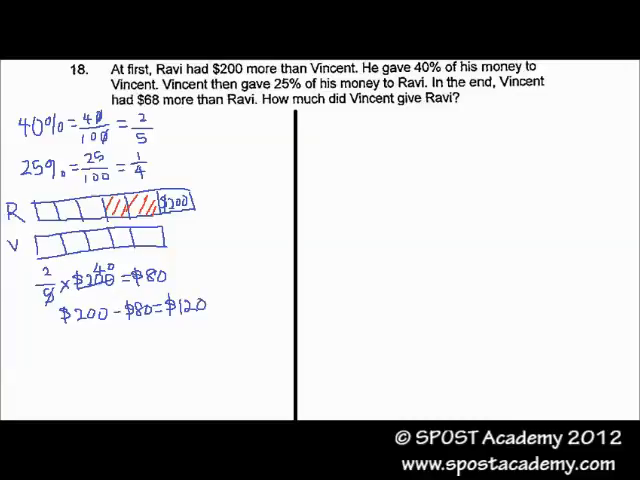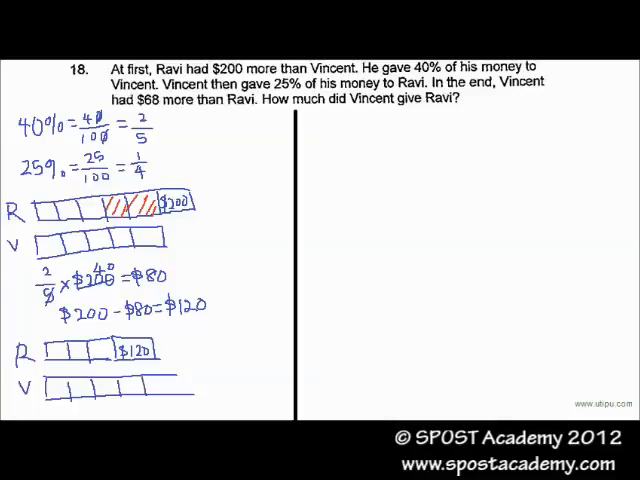Okay, so now we're going to draw the model for the next stage. After Ravi has given 2/5 of his money to Vincent, Ravi would have 3 units left, plus another $120. While Vincent is going to have the existing 5 units, 1, 2, 3, 4, 5, plus another 2 which Ravi gave him, and the $80.